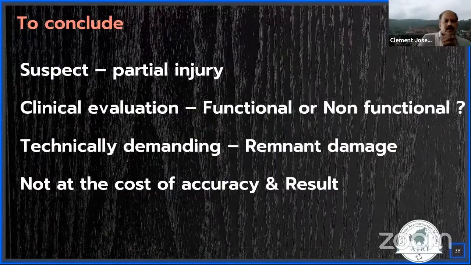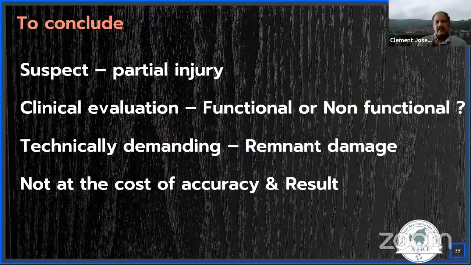So to conclude, ACL injury is a spectrum. Not all ACLs are the same. One should be able to identify partial ACL injuries clinically as well as radiologically. And if possible, one has to prepare for a remnant preserving ACL reconstruction. Your clinical evaluation should be able to give you an idea whether the remaining bundle or remaining tissue inside the ACL is functional or non-functional.